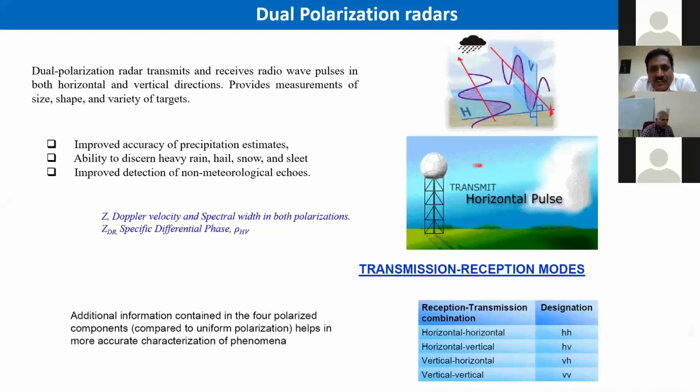The advantage of the dual polarization radar is that you transmit with one polarization and receive with that polarization, or also with the other, opposite polarization.